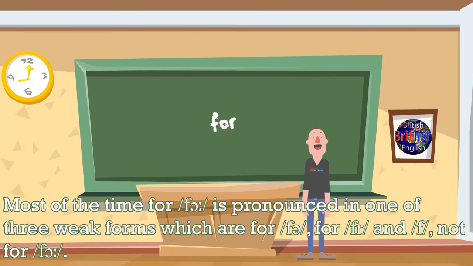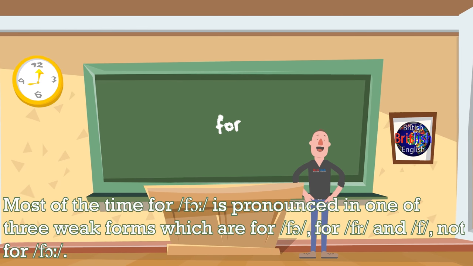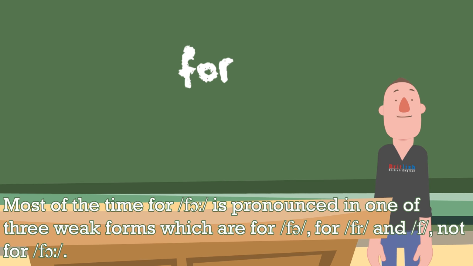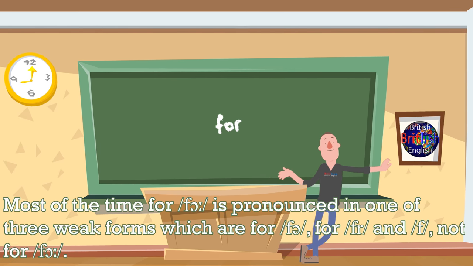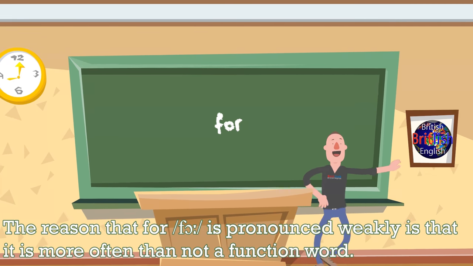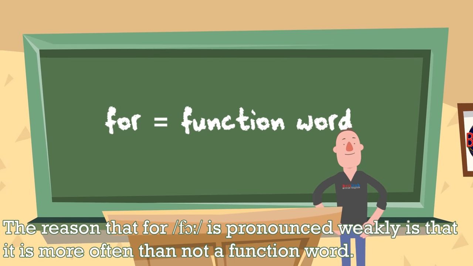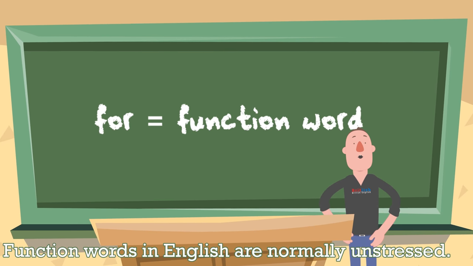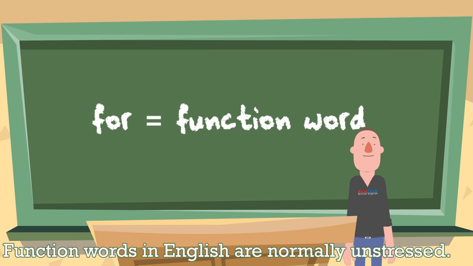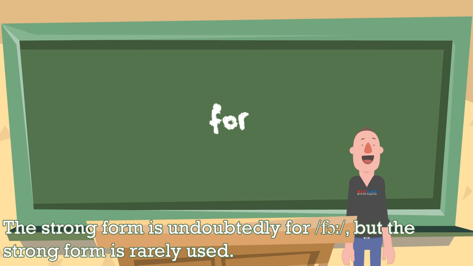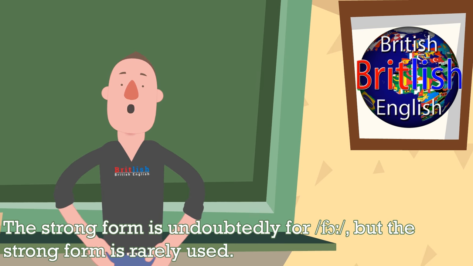Most of the time, "for" is pronounced in one of three weak forms, which are "fa", "fra", and "f", not "for". The reason that "for" is pronounced weakly is that it's more often than not a function word. Function words in English are normally unstressed. Unstressed means that the vowel is not strongly pronounced. The strong form is undoubtedly "for", but the strong form is rarely used.